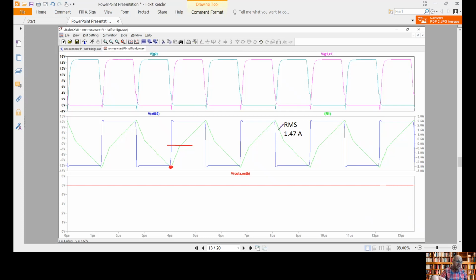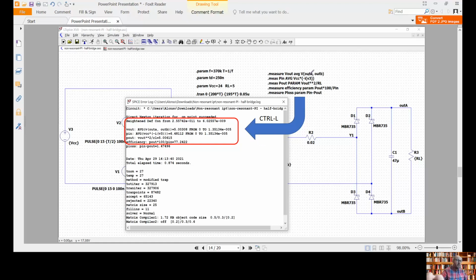We have calculated here the RMS value of the current, and we have obtained this value 1.47 amperes. And the output voltage is 5 volts, as we can see in this waveform at the bottom. So with these calculations here, what we have done is an estimation of the efficiency of our system in simulation. Here we are calculating the output voltage as the average voltage between these 2 points.